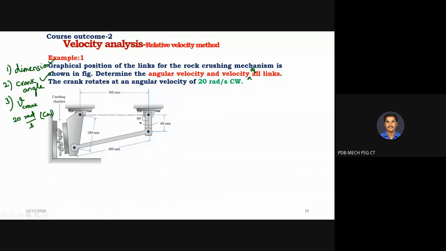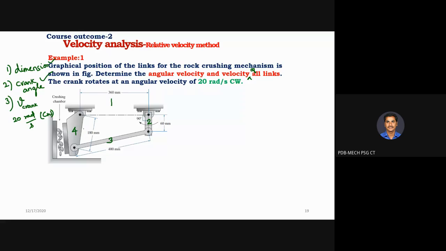To find out what? Velocity and angular velocity. Velocity, angular velocity of what? Assume your frame is link 1, crank is link 2, coupler is link 3, and rocker is link 4. What angular velocity are you supposed to find out? All links. Angular velocity of all other links. Because the angular velocity of the crank is given, you can find out the angular velocity of the coupler and of the rocker.